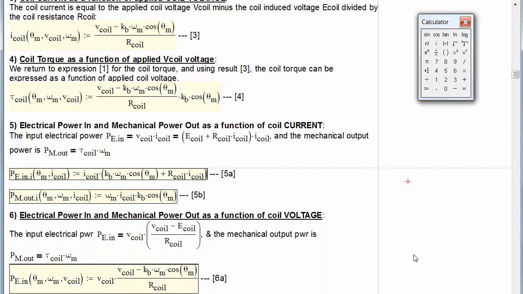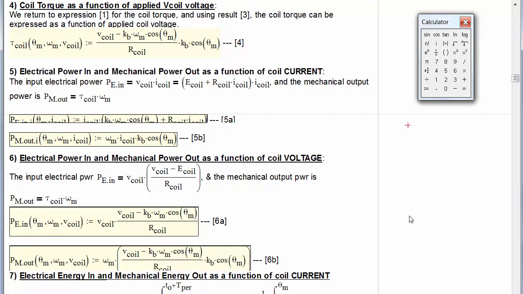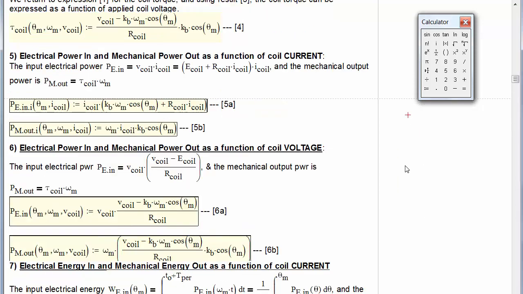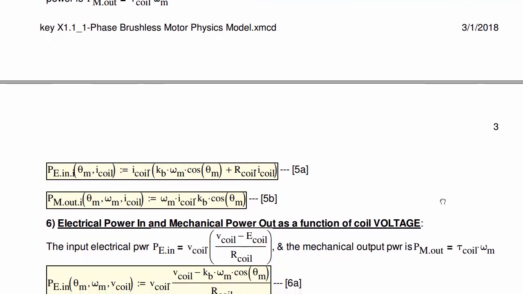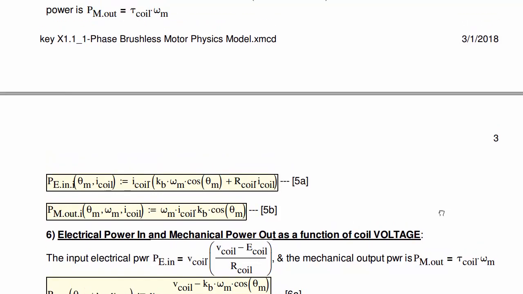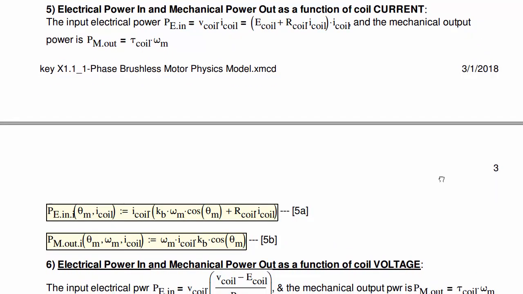Now we want to look at power, the electrical power in and mechanical power out. Okay, I've gone to the PDF because the MathCad was getting corrupted. I don't know if it's with the video recording at the same time, but it was having rendering problems. So now we're going to look at the electrical power in and mechanical power out.